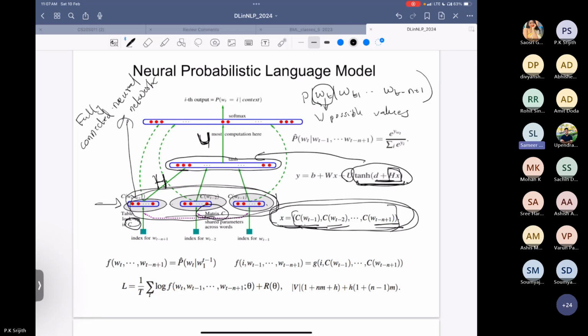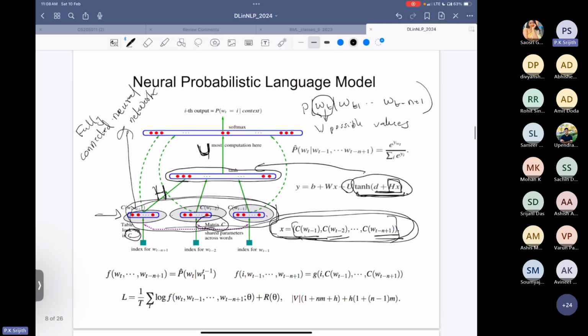Softmax. The previous probability. If you want to find out a probability distribution over V possible outcomes, that is like doing a multi-class classification, right? How do you get that probability distribution? We use the softmax function.